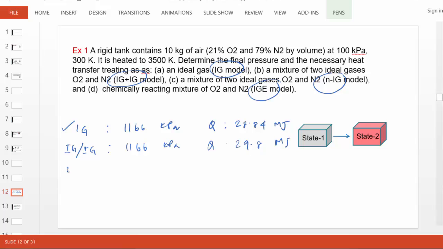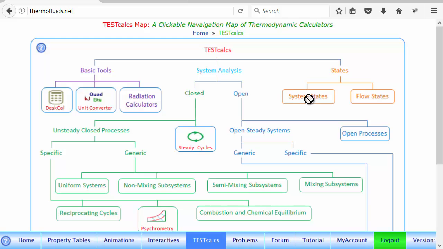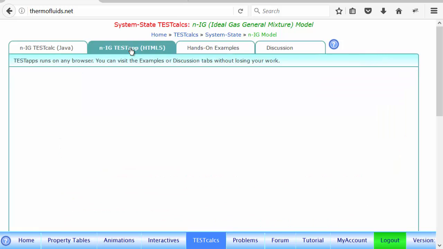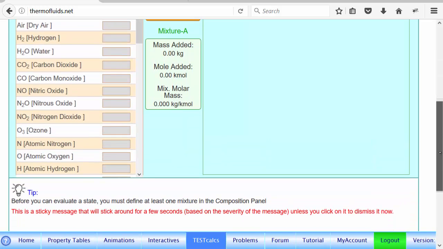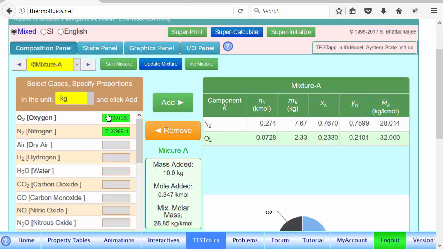Okay, let's go to the NIG model, and the answer should be the same as the binary mixture model, but I'm doing it here just to illustrate how to use that model. So again, we go to the system state and launch right here the NIG model. It has a completely different look, but it's a very versatile TESTcalc. So mixture A, let's define it. We want to define air. Well, we can just click on air, and if I say I have 10 kg of air, it will immediately populate, or any amount of air if you put, and click add. Notice what happens. Air is split into oxygen and nitrogen.